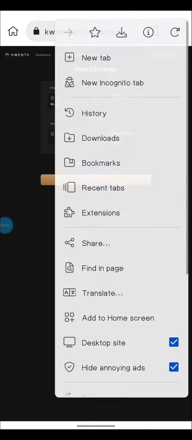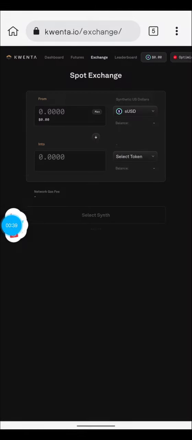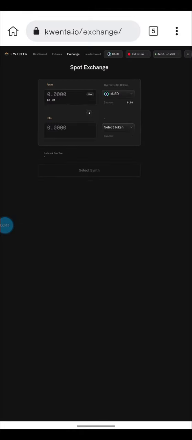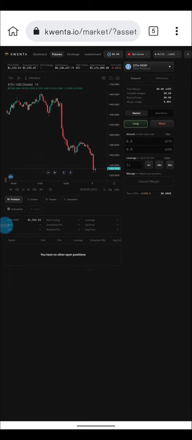So you know the drills. Make sure you're on a working MetaMask, and let me just pause this. As you guys remember, this is Kwenta, and if you are done trading futures, I hope you actually had fun going long or short. Okay, so I actually had fun.